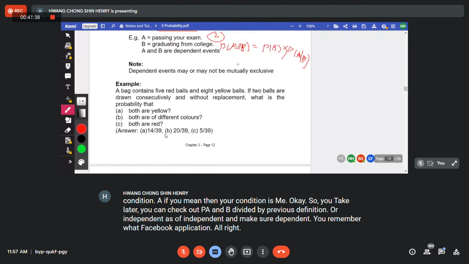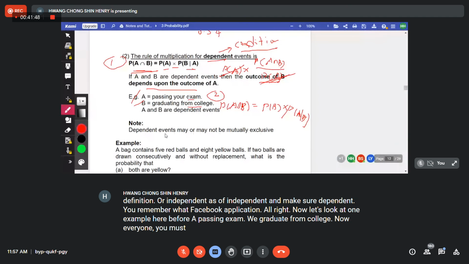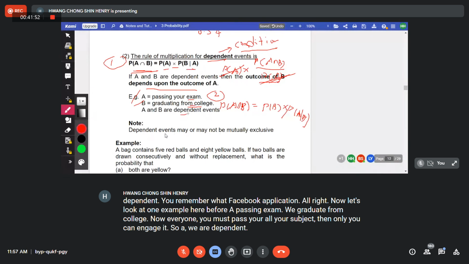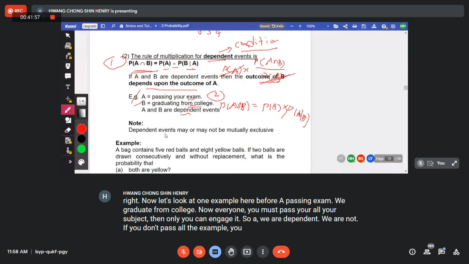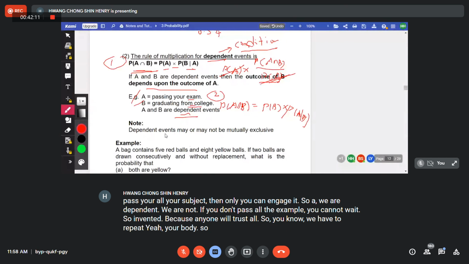All right, now let's look at one example here before we stop. A is passing exam, B is graduate from college. Everyone, you must pass all your subjects, then only you can graduate. So A and B are dependent. Agree or not? If you don't pass all the exam papers, you cannot graduate. Anyone who doesn't pass all, sorry, you have to repeat your year of study. So very obviously this is dependent.